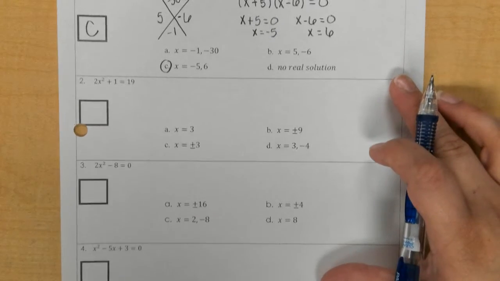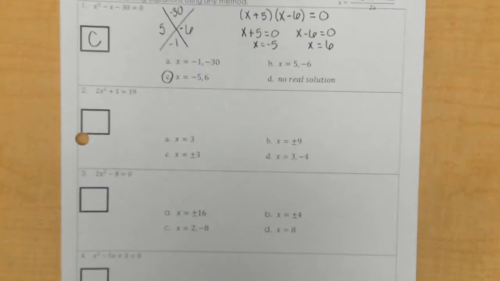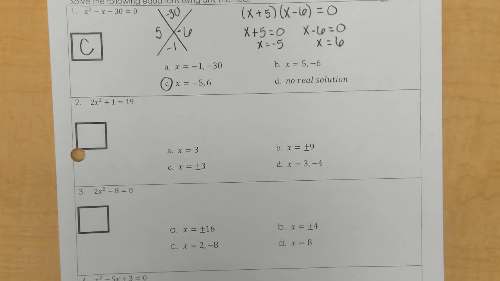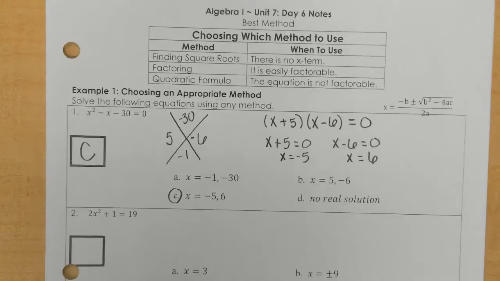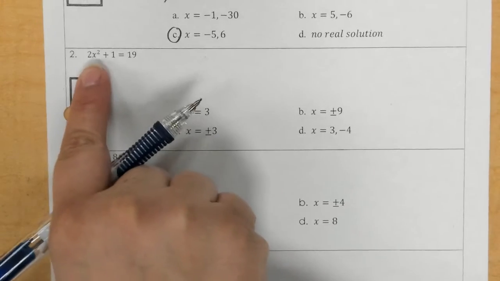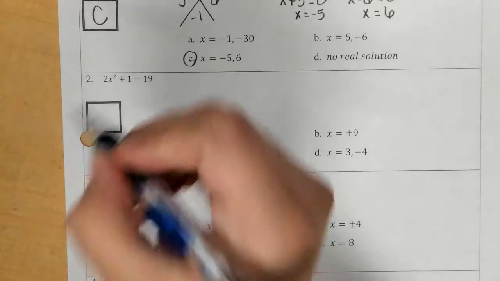Okay, and number 2, this one is 2x squared plus 1 equals 19. So let me try to focus again. So this one would be finding square roots. There is no x term. So here we have an x squared term, but I do not have an x term. So I need to solve like a regular equation.